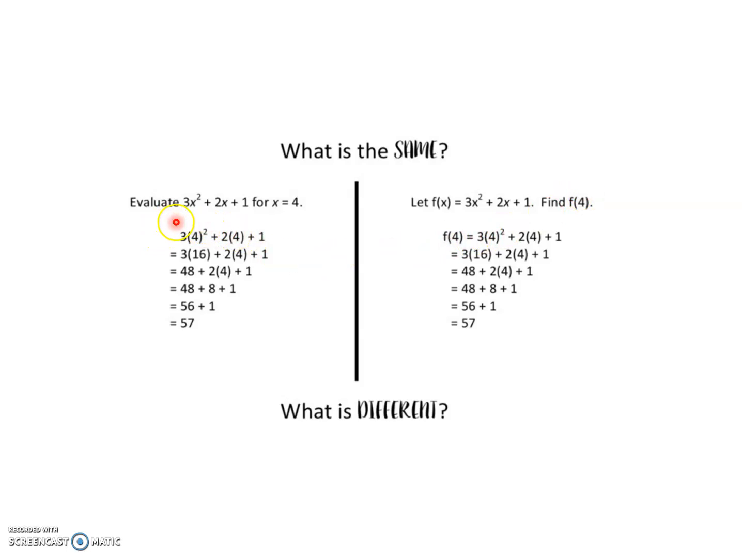Suppose we have to evaluate that expression by putting x equal to 4. But here is the right hand side: let f of x be equal to 3x square plus 2x plus 1. Find f of 4. That means instead of x, we have to put the 4. 3 into 4 square plus 2 into 4 plus 1. 4 square is 16. 16 into 3 is 48. 2 4s are 8 and 1 remains the same. 48 plus 8 is 56, plus 1 is 57.